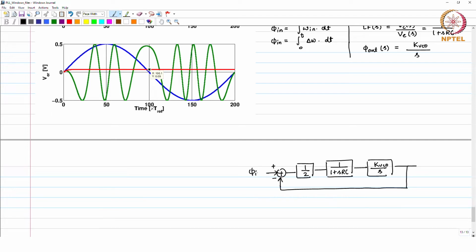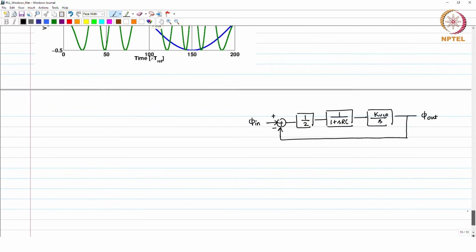This is phi input, this is phi output. One interesting thing you will find is that this small signal model is the same for omega in and omega out, it does not change. So, here I will first write between phi in and phi out, a simple transfer function. You see the block diagram.